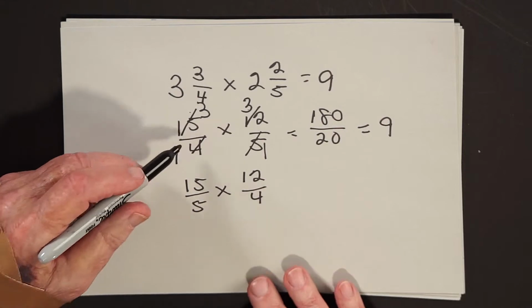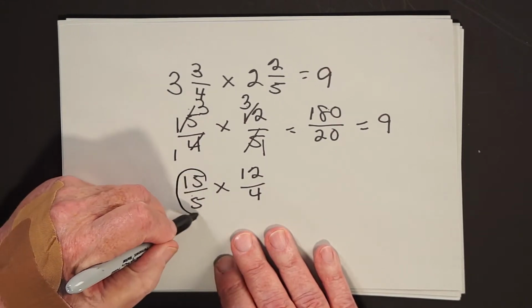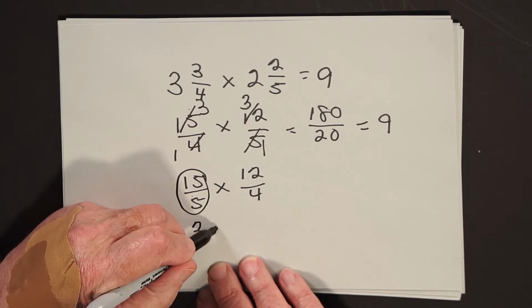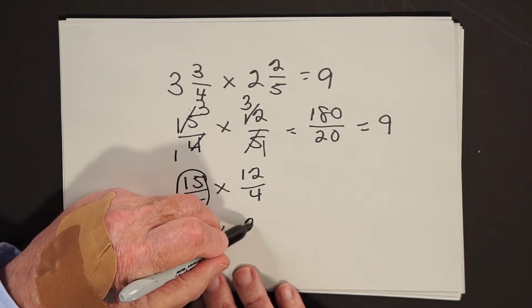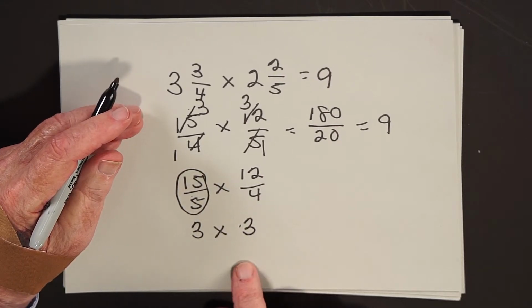The justification for that comes from what we just did. You see, by doing this, the 15 over 5 is just another way of saying 3, and the 12 over 4 is just another way of saying 3. So the answer is 3 times 3.